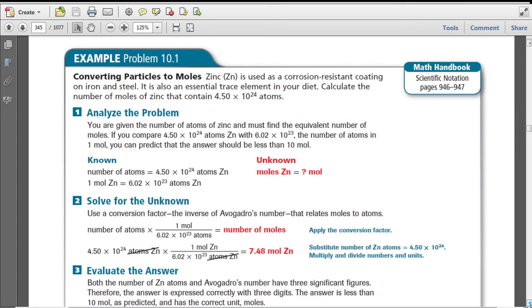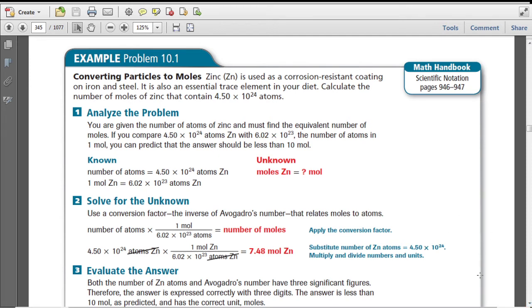Right, so in this we're given the value of how many zinc atoms we have, but we want to go ahead and find out how many moles that is. So what we're going to have to do is use Avogadro's number and that relationship to the mole so that we can go ahead and predict it. And so some things that we know is the number of atoms, and we know that relationship between a mole and Avogadro's number. So let's go ahead and use a conversion factor.